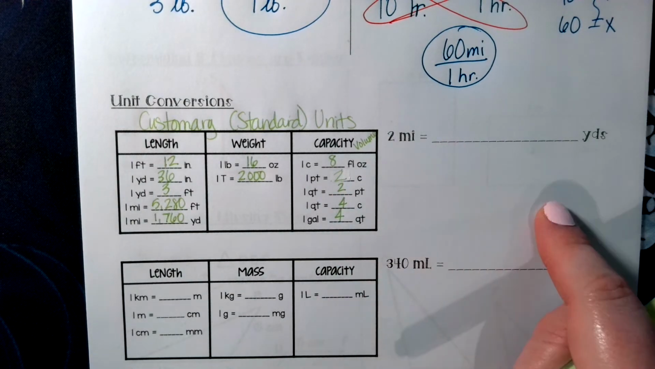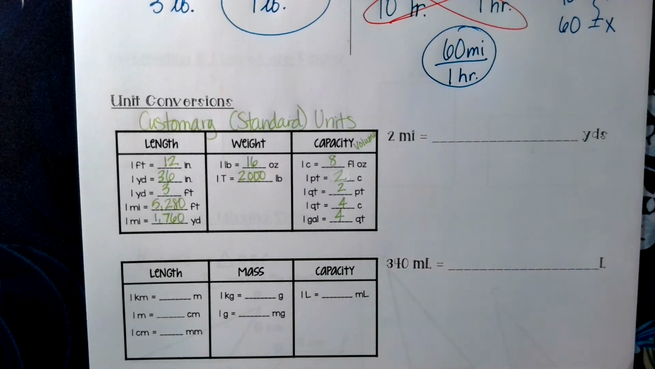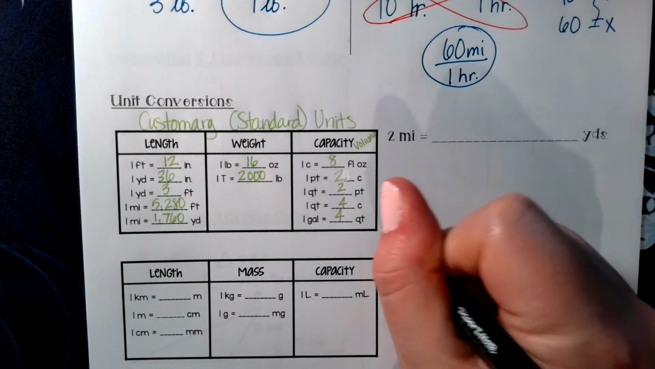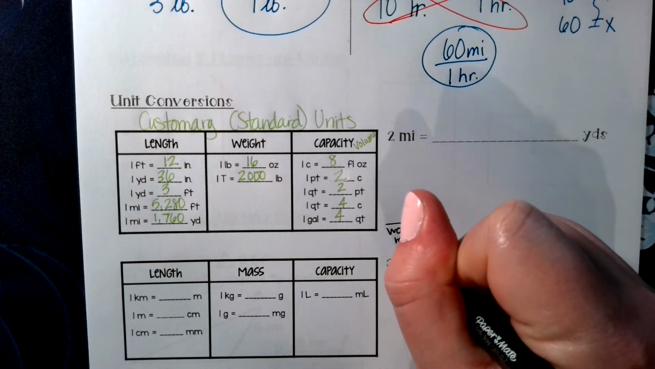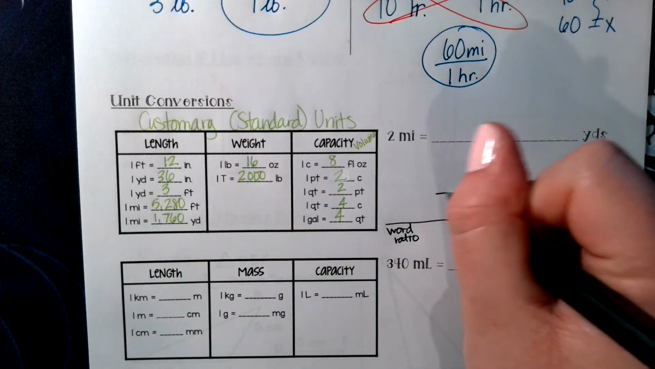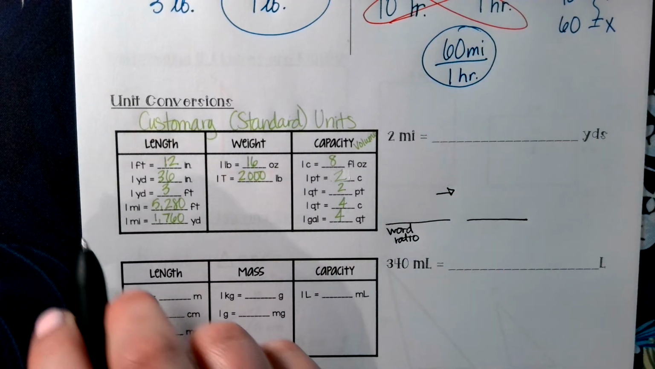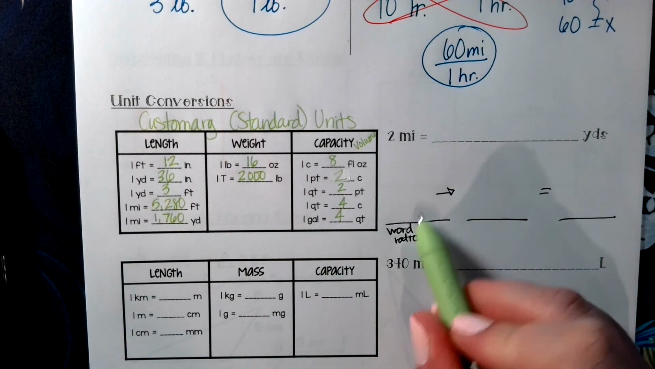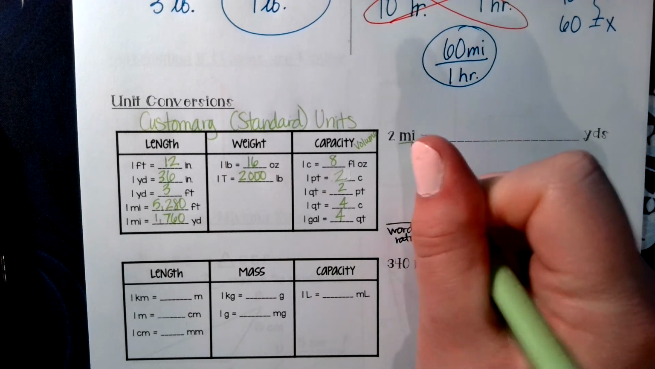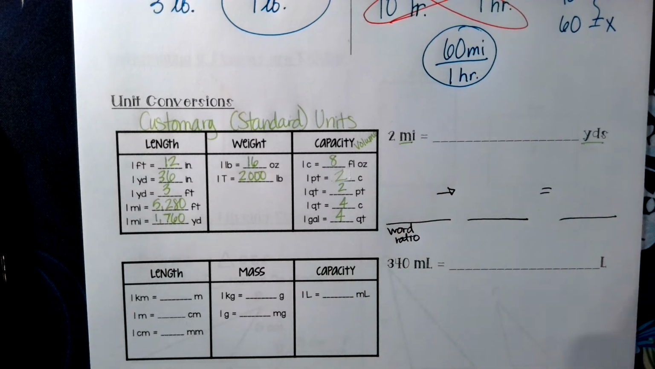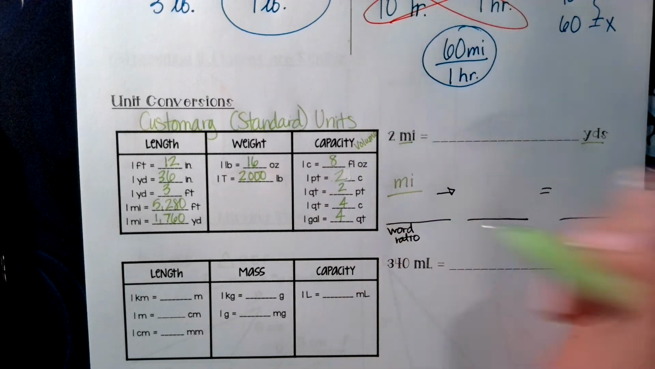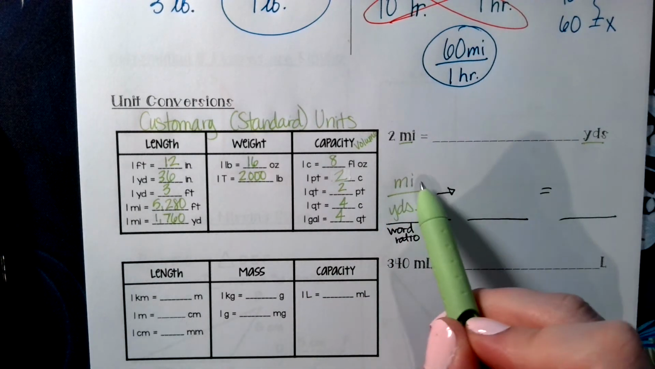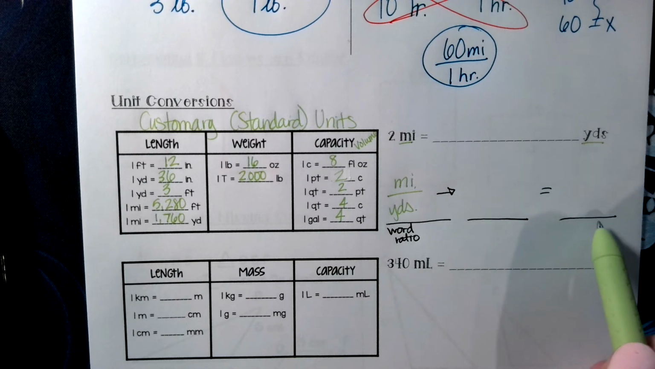So when we want to do a conversion, remember we need to set up proportions. We need to set up equivalent fractions. First, we need to set up our word ratio to help us remember what types of things we're trying to convert. The word ratio here is going to be miles and yards because those are the units I'm working with. So let's put miles on top and yards on the bottom. We need to keep these same units on top and on bottom the whole way through.